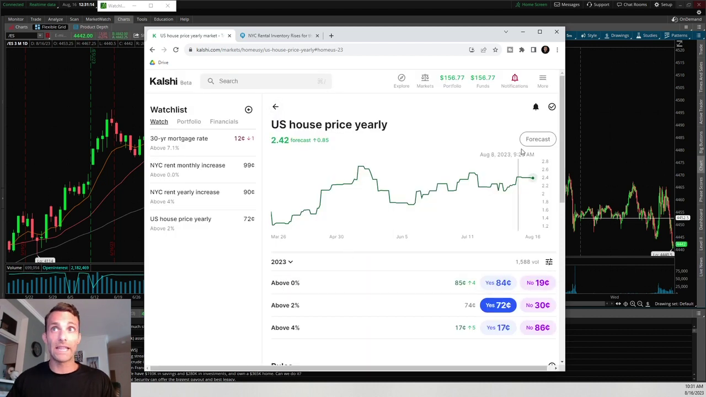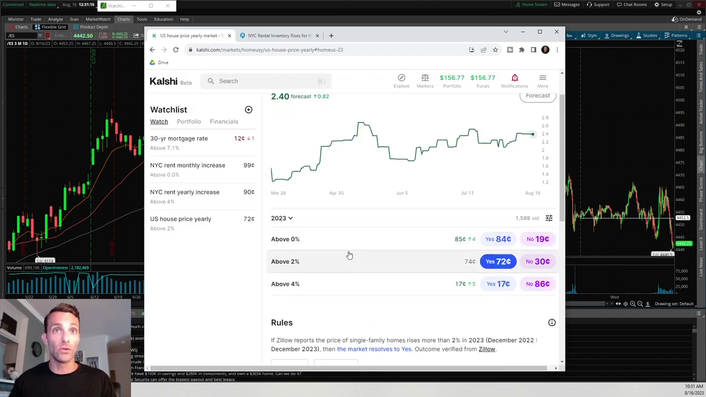So we get out of that, and then we are going to go to that 2 to 4. And just using those probabilities that we got from that forecast tool, if we think that it's going to be that 2 to 4, then we're going to want to trade the yes contracts on above 2% and play the probability, which is in our favor.